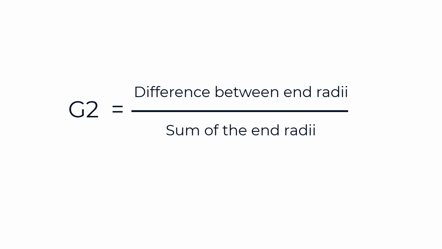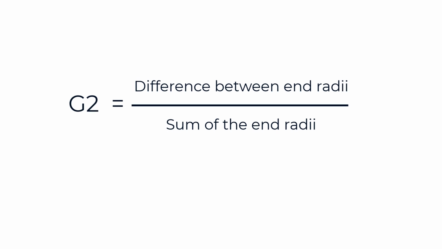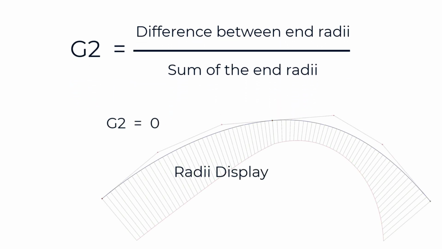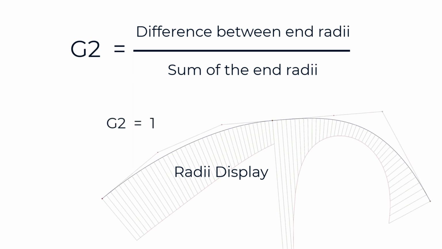So if you want to know the mathematical formula behind G2 continuity, it's this. It's the difference between the end radii divided by the sum of the end radii. Now notice that this formula uses the radius values, not the curvature values. For example, if we have two curves where the end radii are the same, then the difference between them will be 0, and so G2 will be 0. If the end of one of the curves is almost flat, then the radius value will be very large. So the difference between the end radii will also be very large, and the sum of the end radii will be almost the same value, and so G2 will tend towards the value 1.